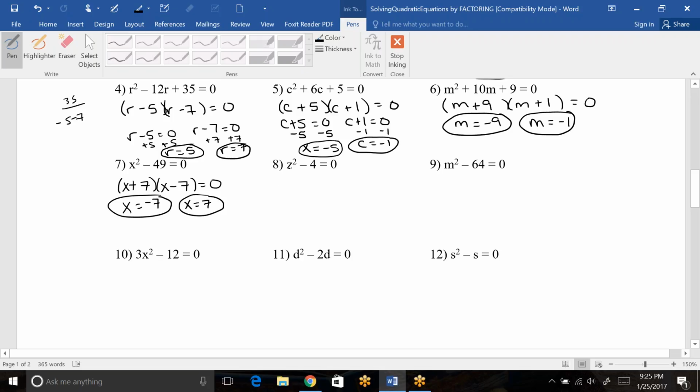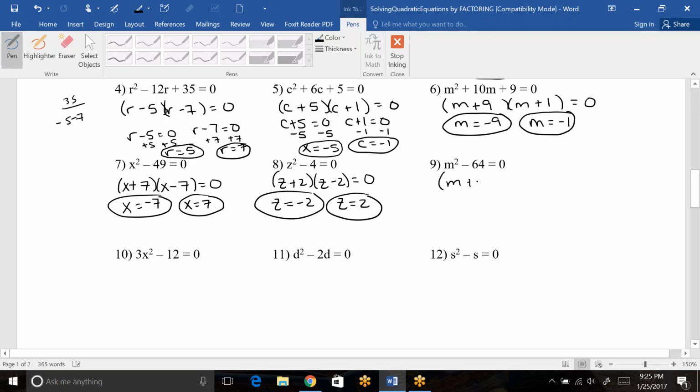Z squared minus 4 equals 0. That's again perfect squares. This would be Z plus 2 and Z minus 2 equal to 0. So we go ahead and solve. So this would be -2 if I subtract over this 2 and +2 if I add over this 2. Again, similar result here.